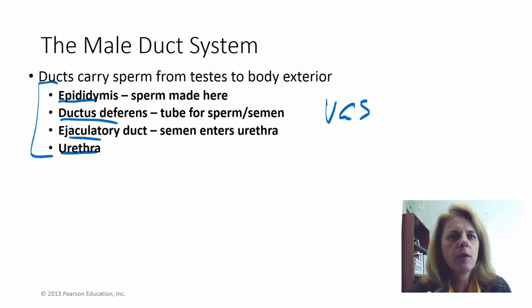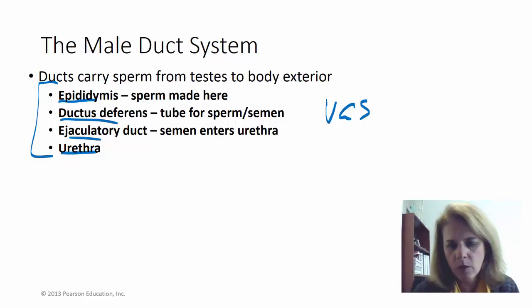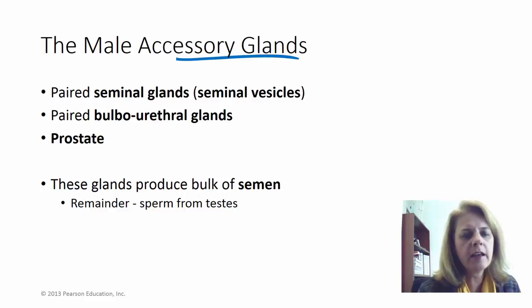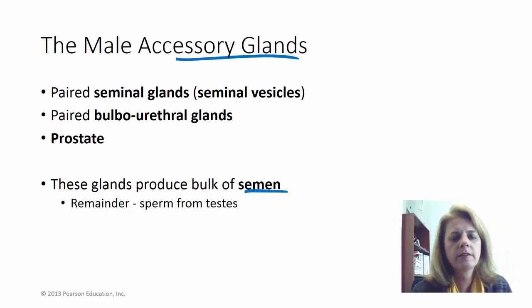As the sperm are traveling through this ductwork, there's going to be some liquid added to the process as well, and we're going to create semen. We're going to talk about what semen does, where it's made, and what its functions are. Paired with these ducts, you have glands, and the glands make the bulk of the semen, so really the liquid part.